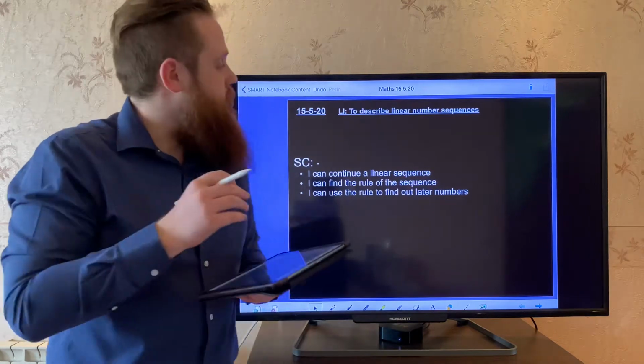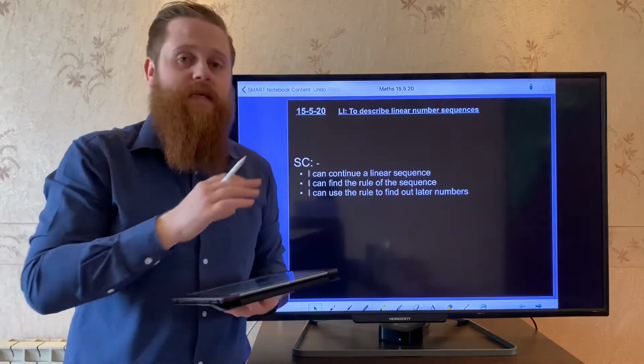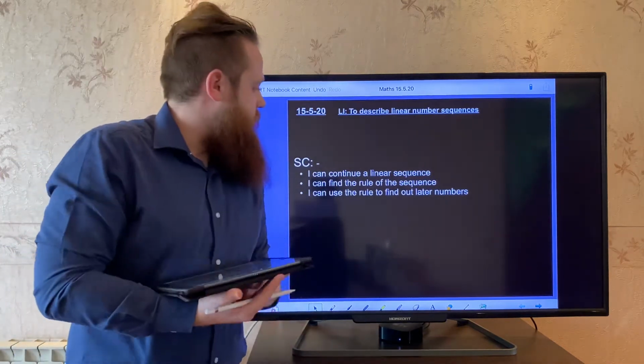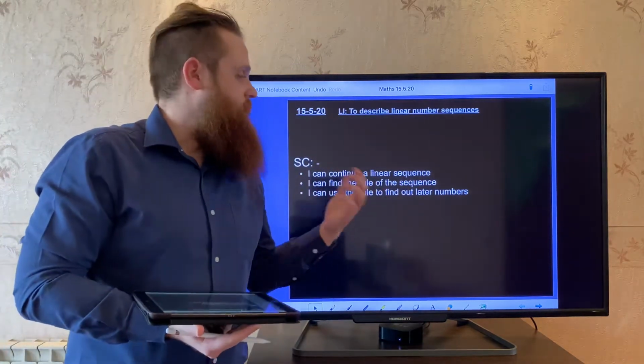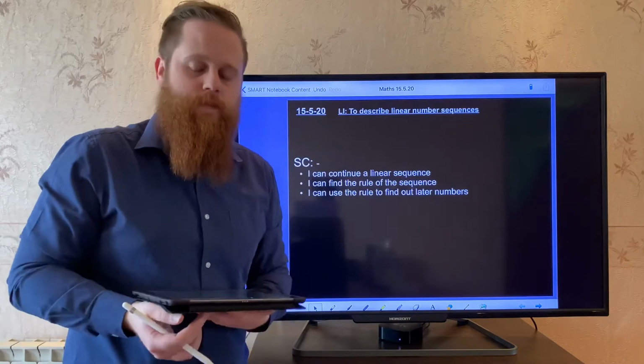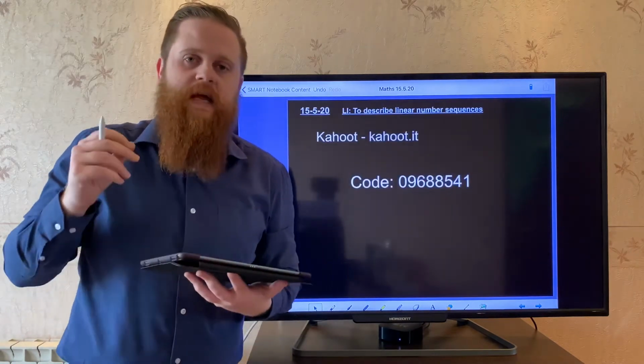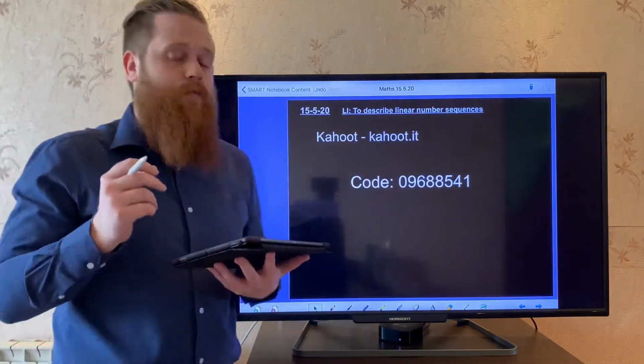Today we are going to be looking at and describing linear sequences, okay? We're going to continue a linear sequence, find the rule, and use the rule to help us find other numbers. But first, as always, let's get our brains warmed up and get ready to go.